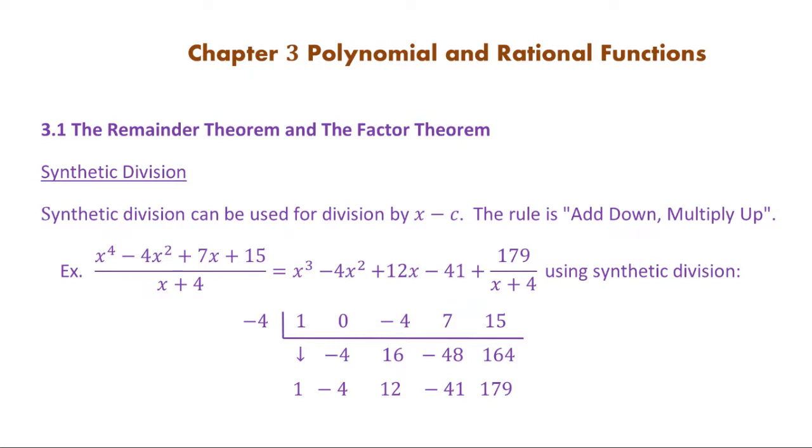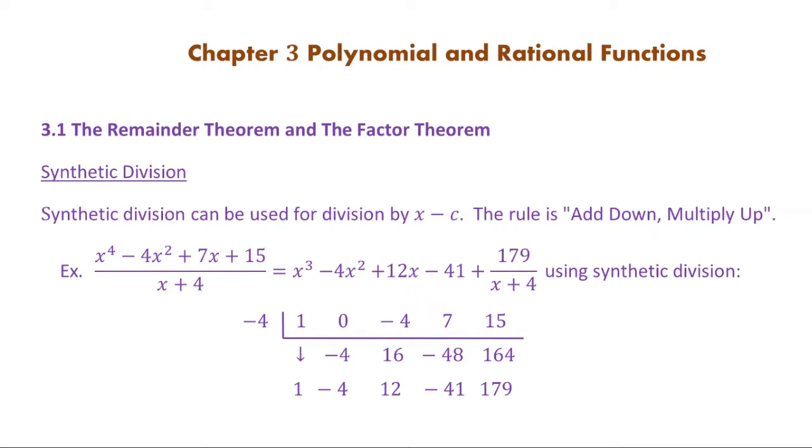Okay, so what you do, you're going to put all the coefficients of the dividend, the numerator. The first coefficient for x to the fourth is 1, and the coefficient for the next term is 0. The next term is x cubed, but there's no x cubed in this problem, so the coefficient is 0. And the next coefficient for x squared is negative 4, and the next coefficient for x is 7, and at the end we get 15 as the constant.